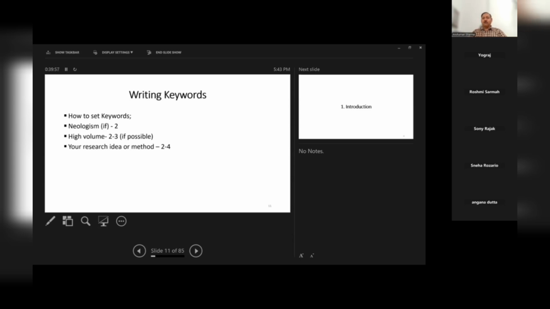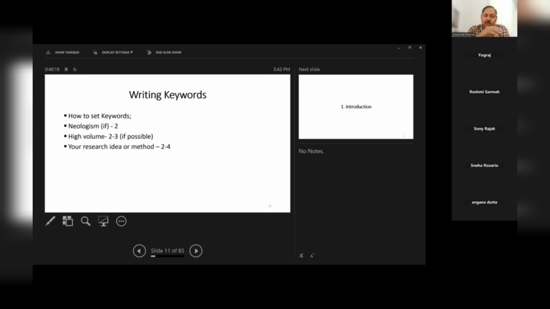For you, the most important thing is high volume, meaning something that is most common. For example, moderated mediation, mediated moderation, artificial neural network, fuzzy set, all those kinds of technical terms. Because high volume means anyone who is going to conduct research will say moderated mediation, mediated moderation. So this is the word that everyone is searching. So it's a high volume search.